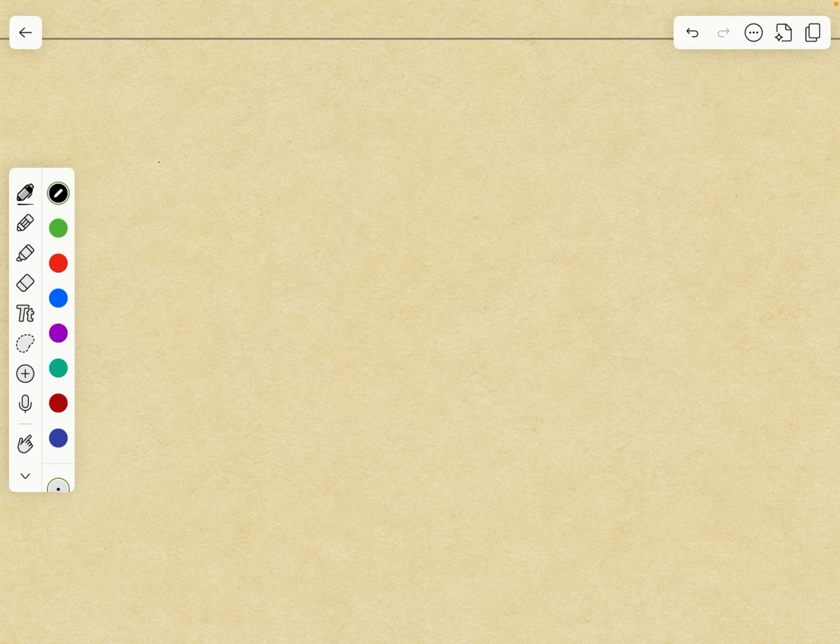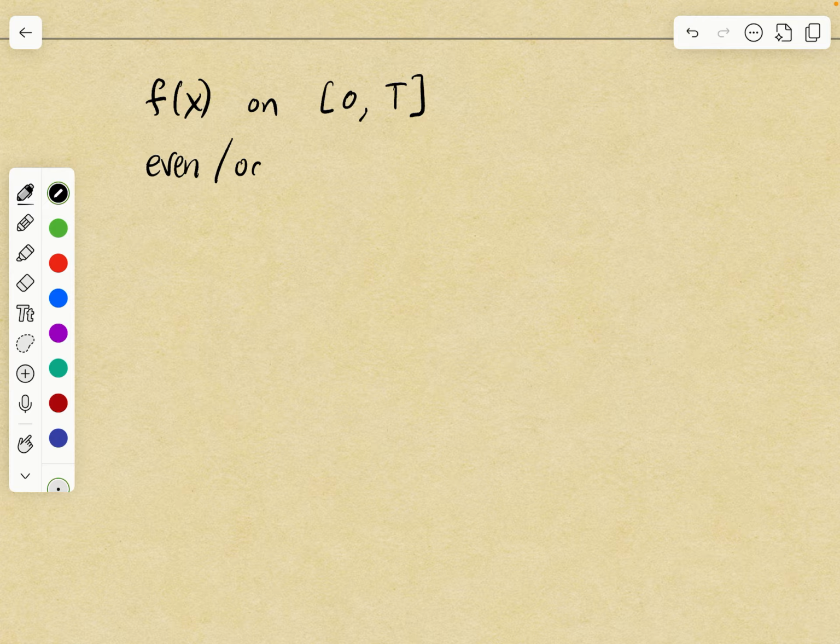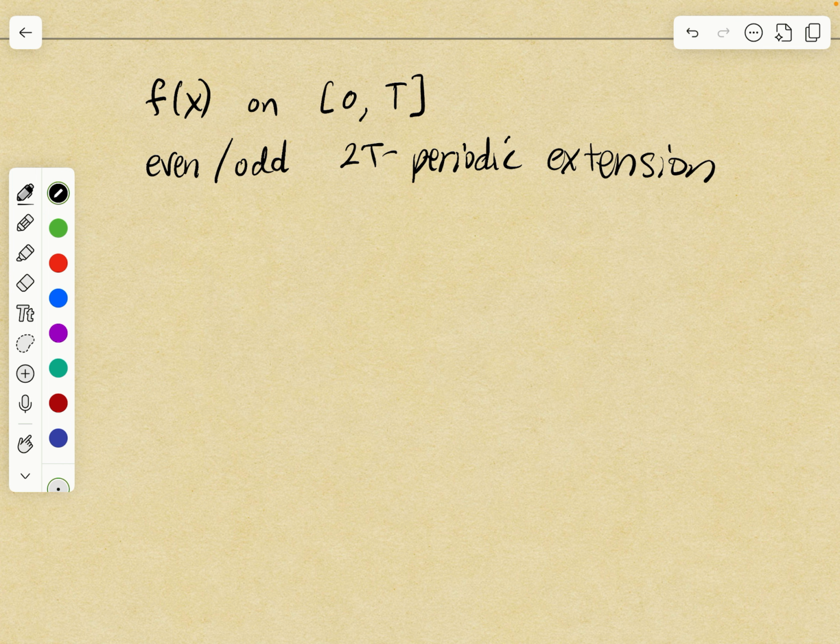In the last video, we talked about Fourier cosine and sine series. The idea was that if you have a function f of x defined on the interval from 0 to t, then it will have an even and odd 2t periodic extension. And then the Fourier series of those are going to be the Fourier sine and cosine series of the function f of x.